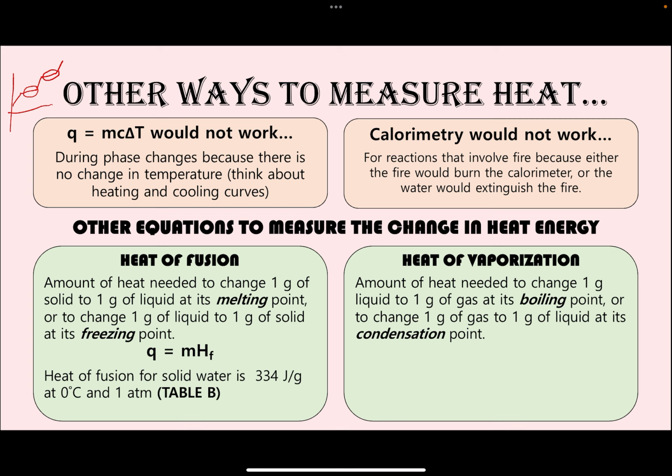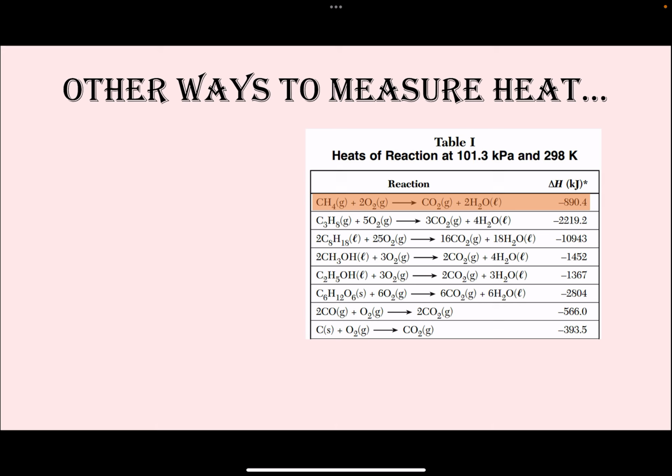Heat of vaporization, as you might have guessed from the name, is the amount of heat that we need to boil or condense 1 gram of a substance. The equation for that is Q equals mHv, and the value for the heat of vaporization of water is also given in Table B. It's 2260 joules per gram.